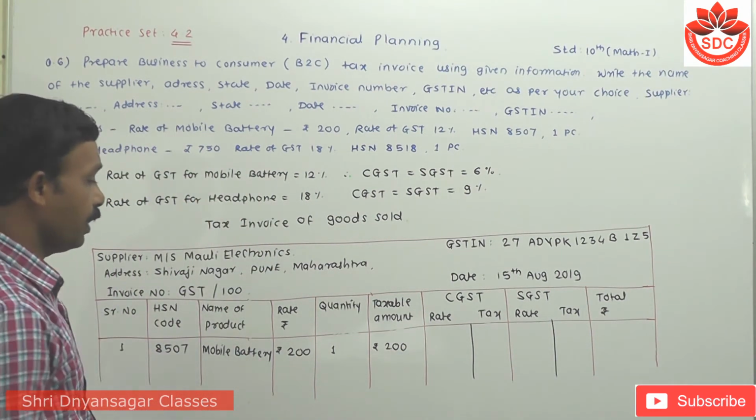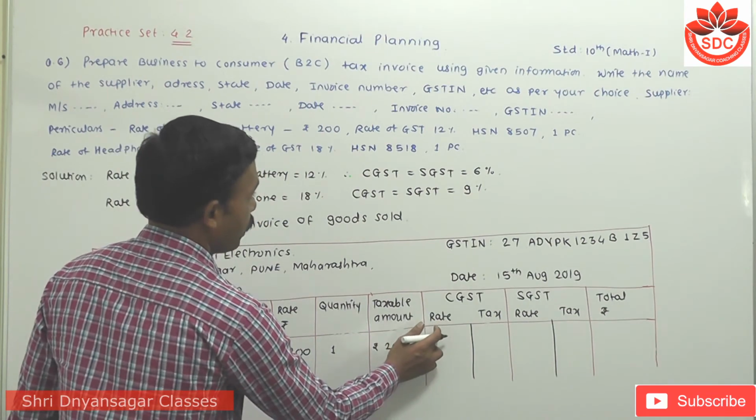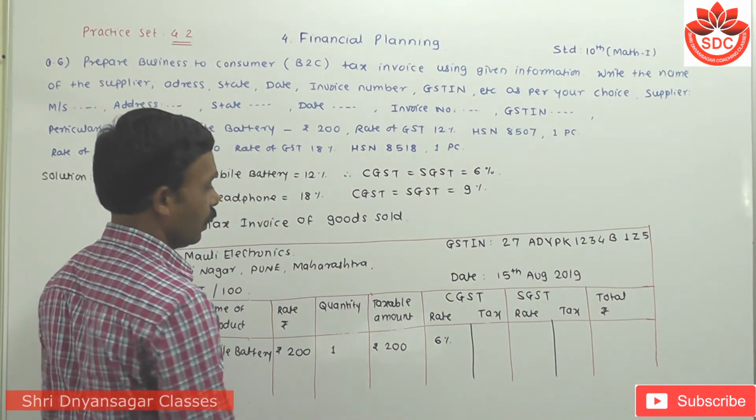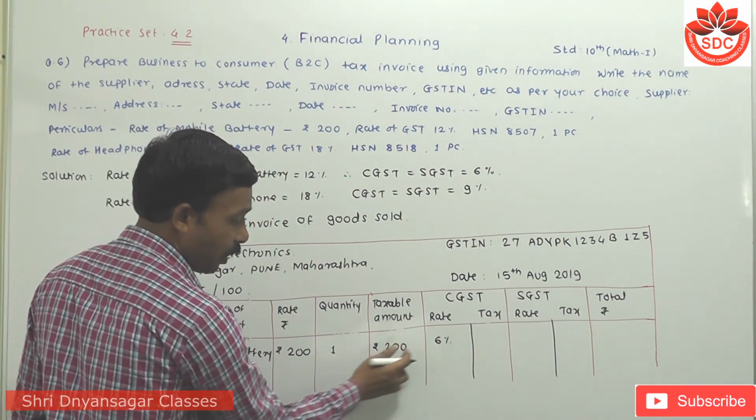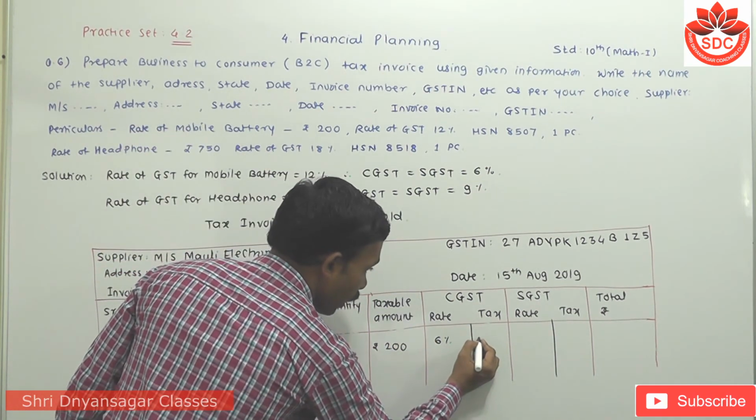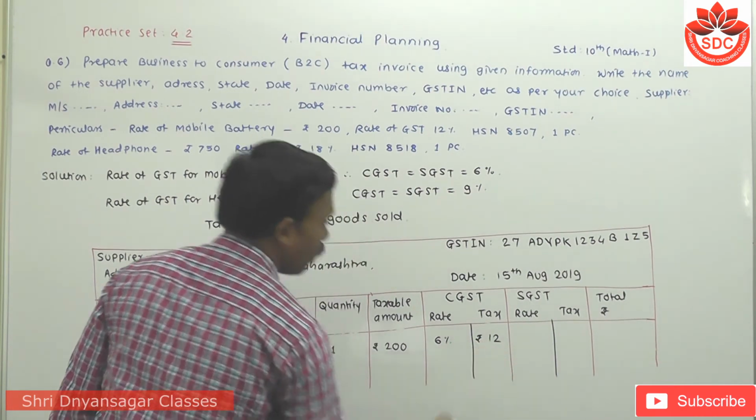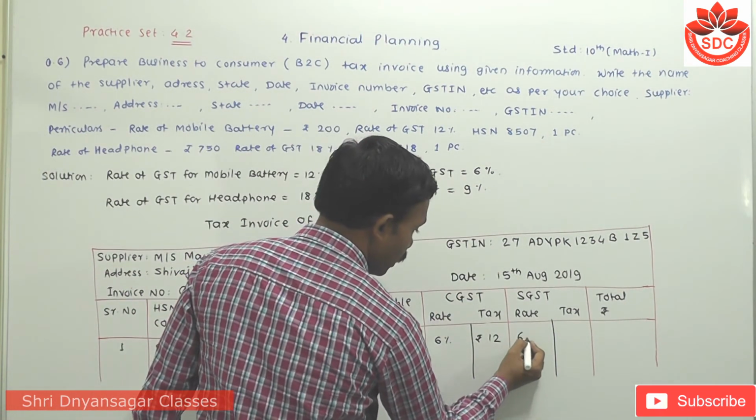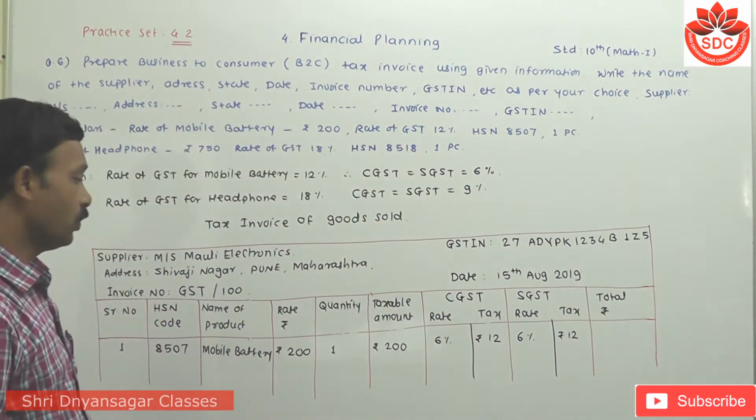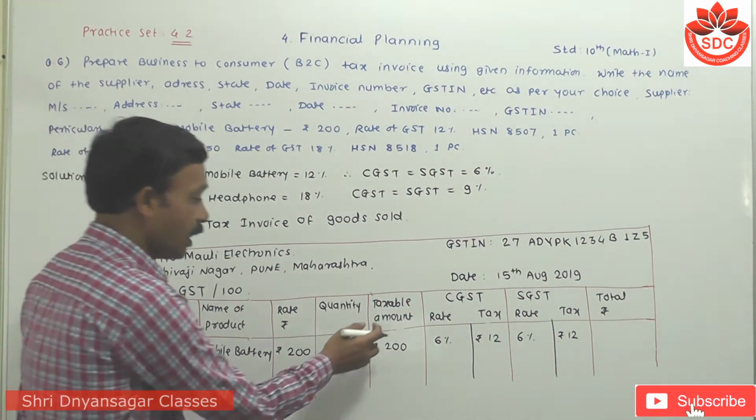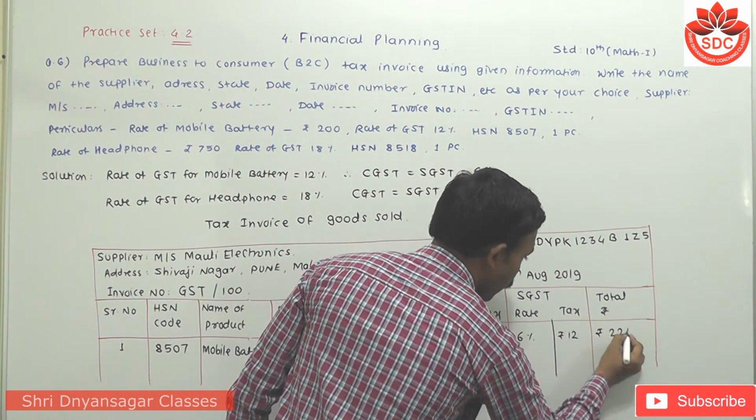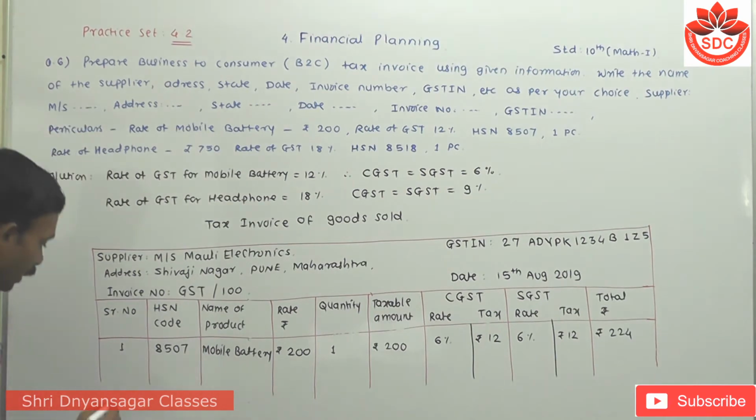Now students, here is CGST. The CGST rate for this mobile battery is 6%. Then the tax on this is 6 upon 100 into 200. The 00 gets cancelled, so 6 2s are 12 rupees. Same, SGST is also 6%. Then 6 2s are how much? 12 rupees. Then the total: this taxable amount 200 plus this 24 becomes how much? 224.